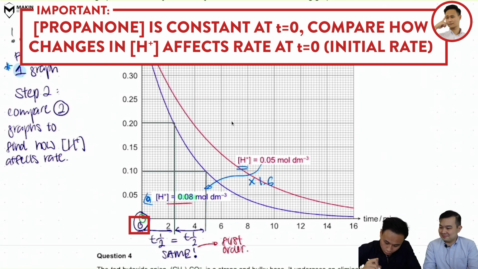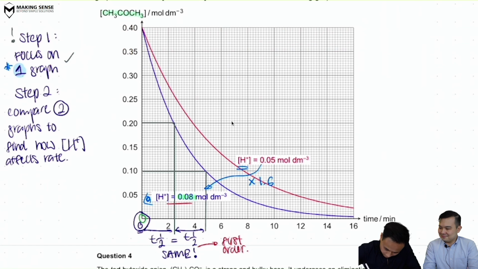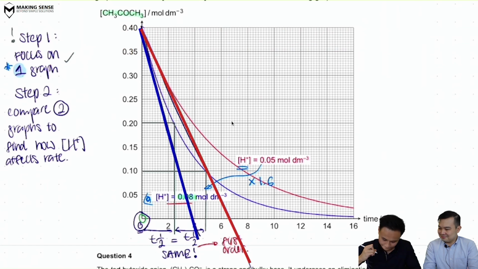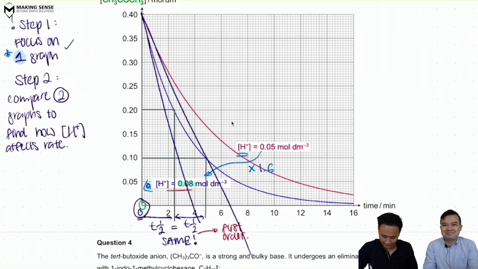So I'm going to draw two gradients here, both at t equals to 0, for the blue graph and for the red graph, all right? And please take note, the tangents, please try to make sure you cut the x-intercept or the x-axis so that when you find the gradient, it's easier for you. You can just read off easily, right? Now, when you find these gradients, you tell yourself, as the concentration of H plus multiplies by 1.6, how did the gradients of your tangent change? Did it change by a factor of 1.6 power 0, or 1.6 power 1, or 1.6 power 2?